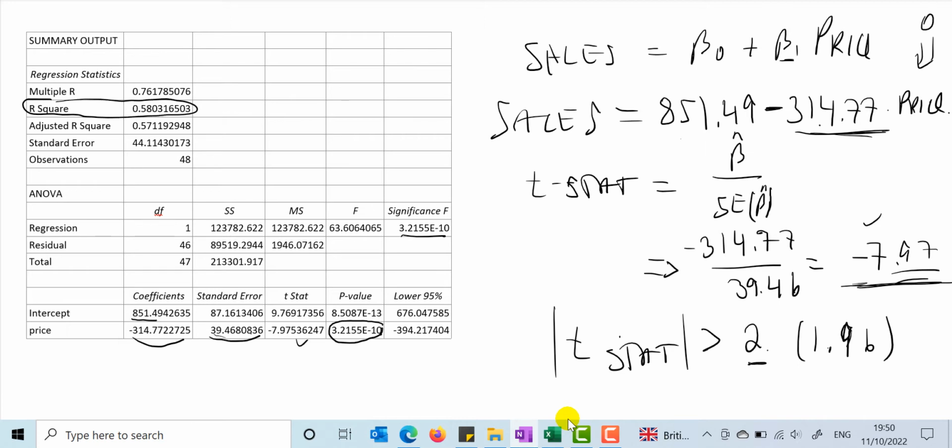Well, the next thing is R square. R square tells us that approximately 58% of variation in sales is explained by variation in price, right? Approximately 58% of variation in sales, changes in sales, is explained by the changes in price. The remaining 42% of variation is explained by some other factors that we did not include in this equation, right?